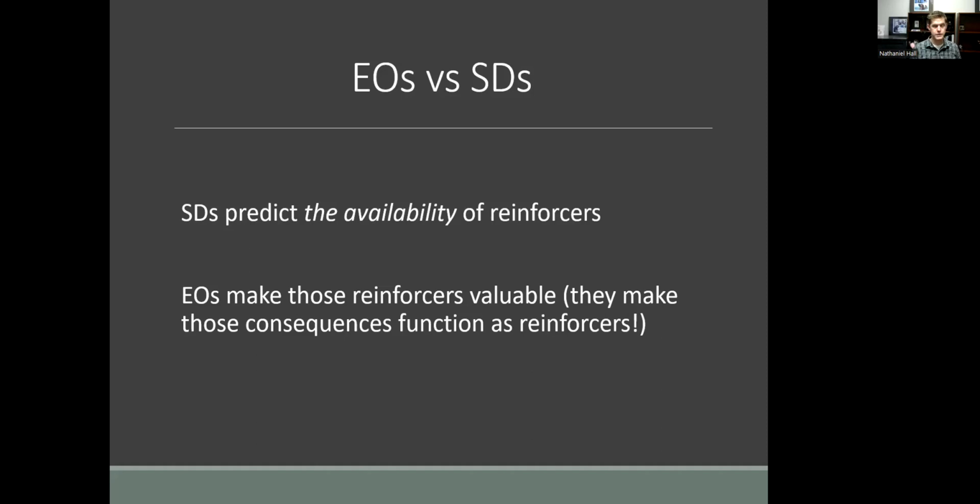Importantly, EOs and SDs or S deltas can have similar looking effects on dogs, which is why it's actually important to try and separate them, because they do lead to different types of changes in your behavior to better maintain a stronger performance. So what would be an example of this?